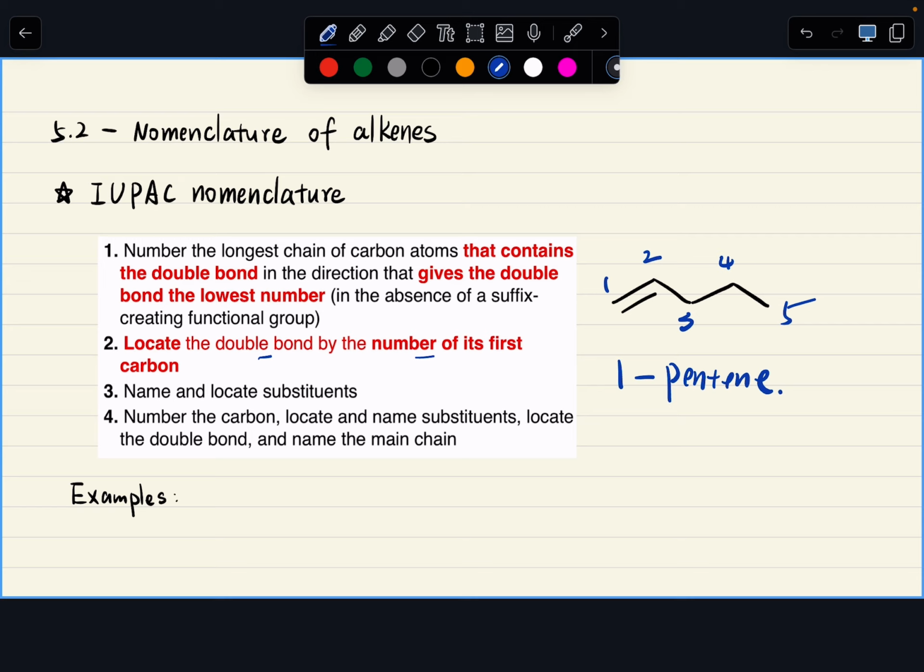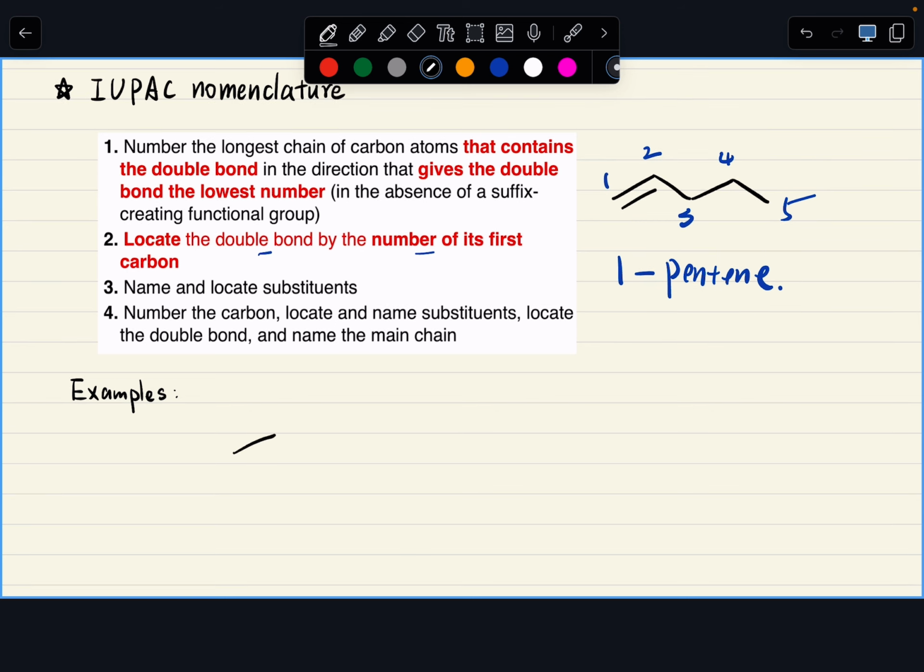All right. And likewise, we can have a more complicated example. Let's say I'm drawing something like this. I want to count it so that my double bond is in the longest chain. So I start from my double bond, 1, 2, 3, 4, 5. And I have a substituent at this position, so at position 2, I have an ethyl group. So the IUPAC name of this molecule is 2-ethyl-1-pentene.